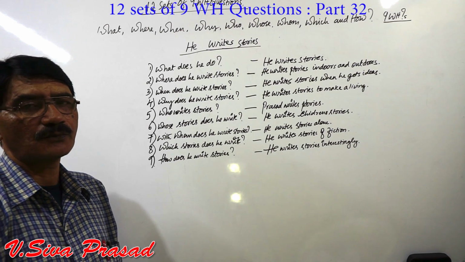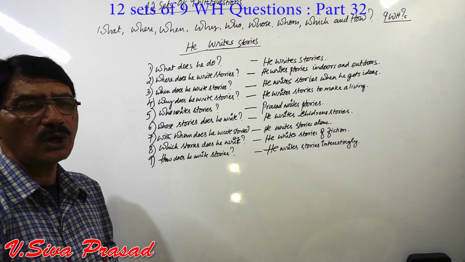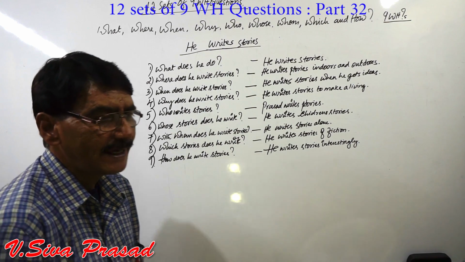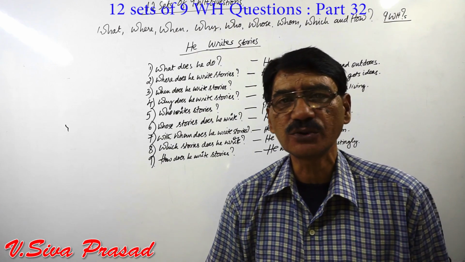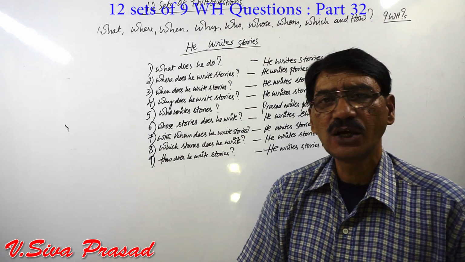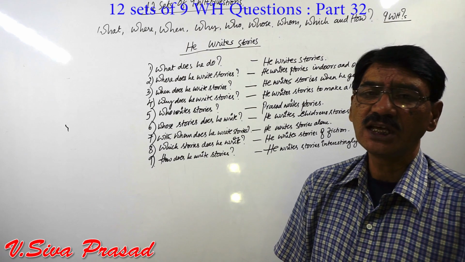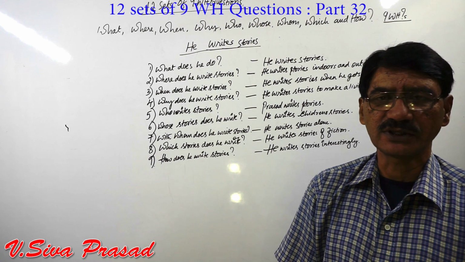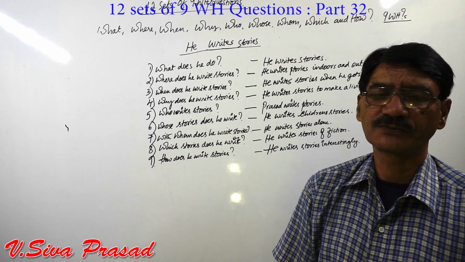Sixth one. What was he doing? He was writing stories. Where was he writing stories? He was writing stories indoors and outdoors. When was he writing stories? He was writing stories when he was getting ideas. Why was he writing stories? He was writing stories to make a living. Who was writing stories? Prasad was writing stories.